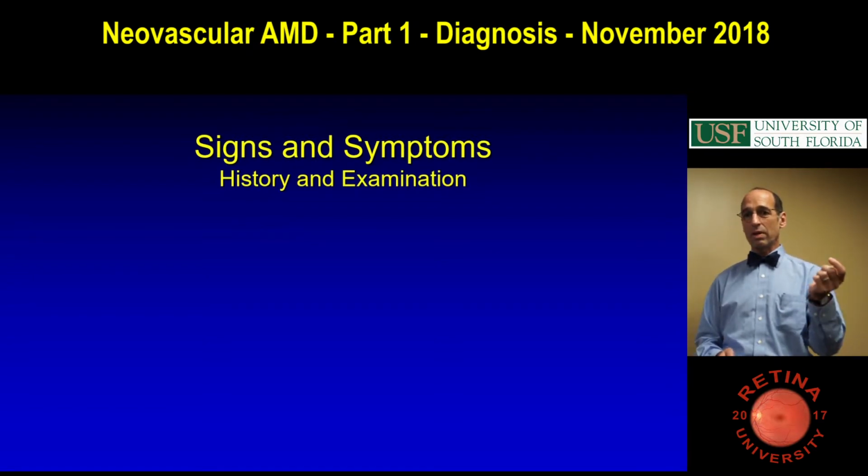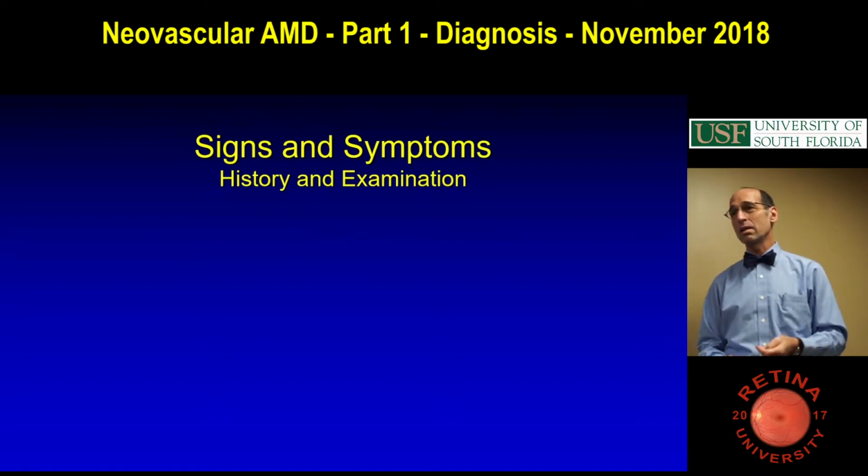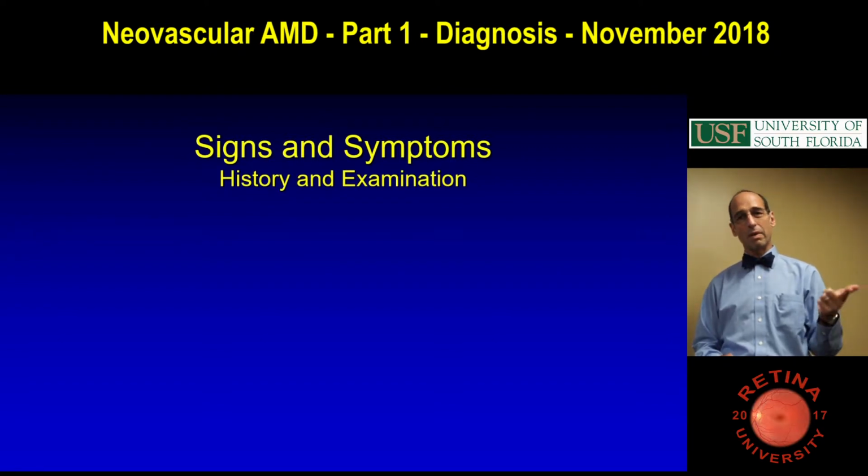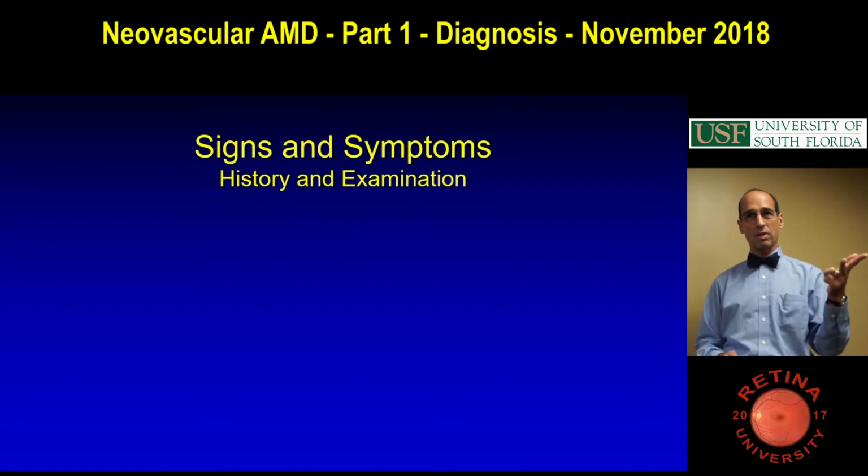So quickly, what are the signs and symptoms of AMD? Anybody know any? What sort of symptoms would you expect someone when they get wet AMD to come in with? Central blurry vision. Yeah, so blurred vision is one. What else? Metamorphopsia is another. That's a big one for wet AMD. So pretty much blurred vision, metamorphopsia, and then what sort of signs do you look for when you look in the eye? Hemorrhage.